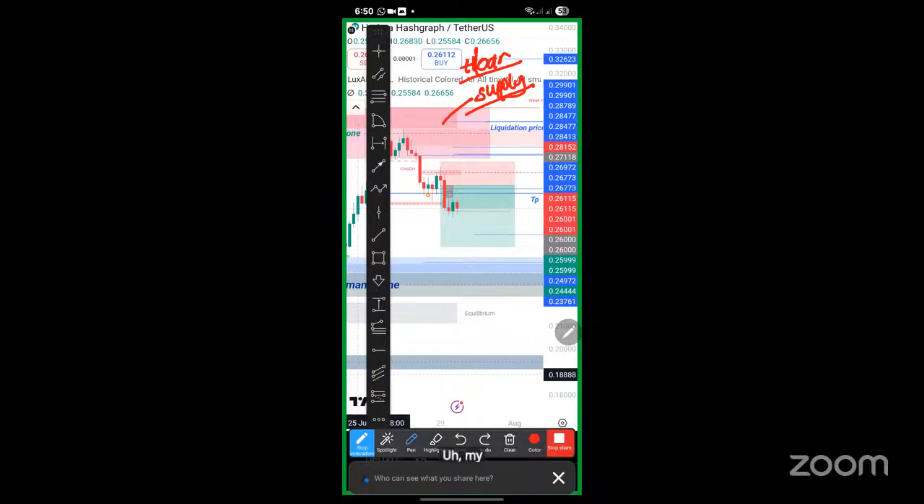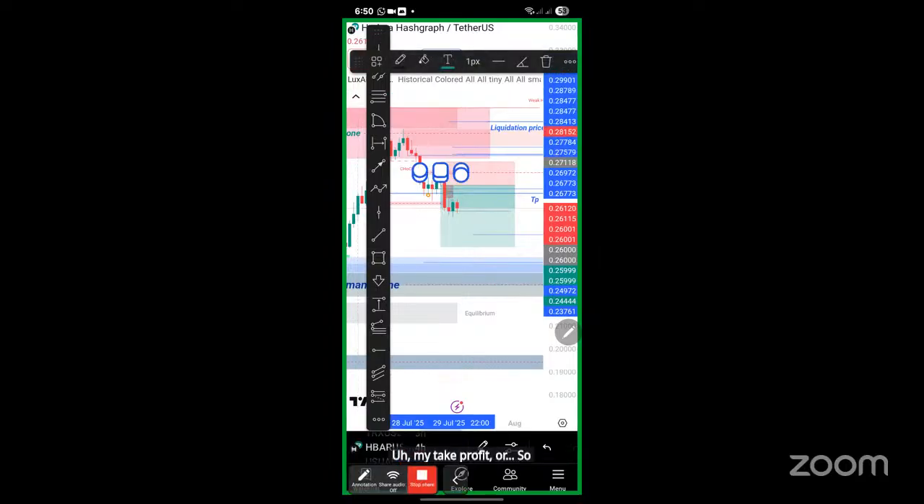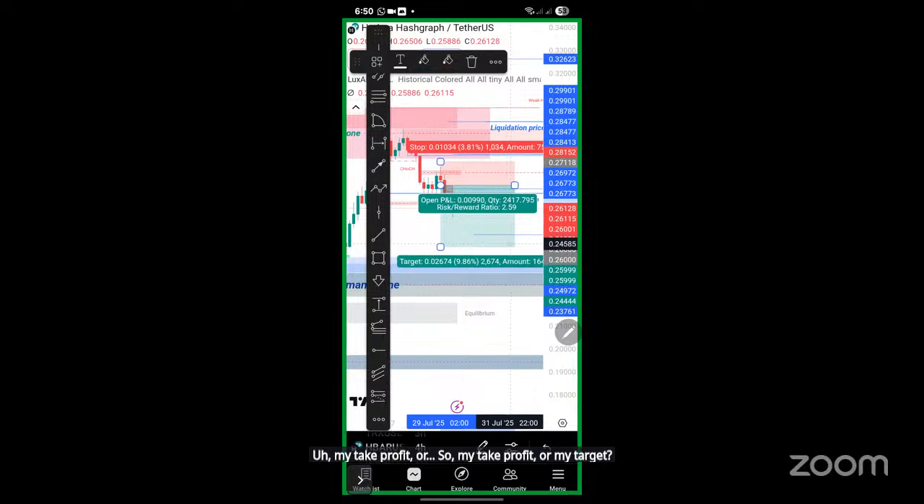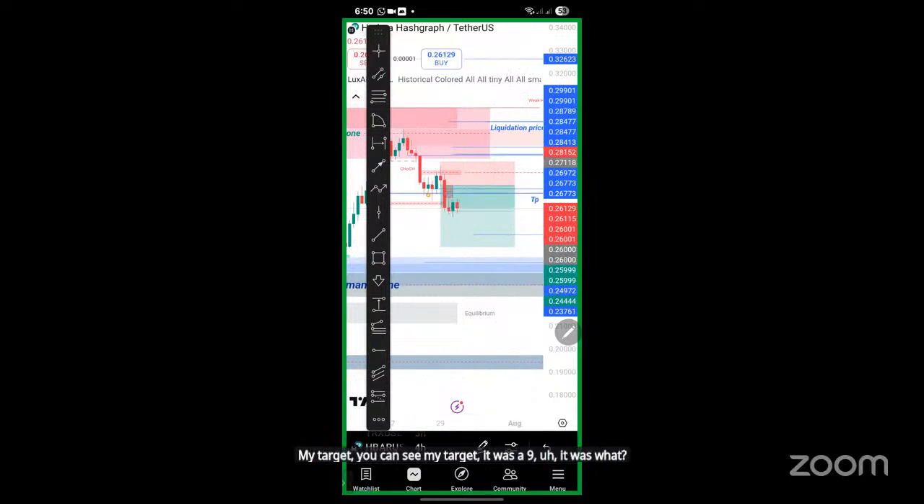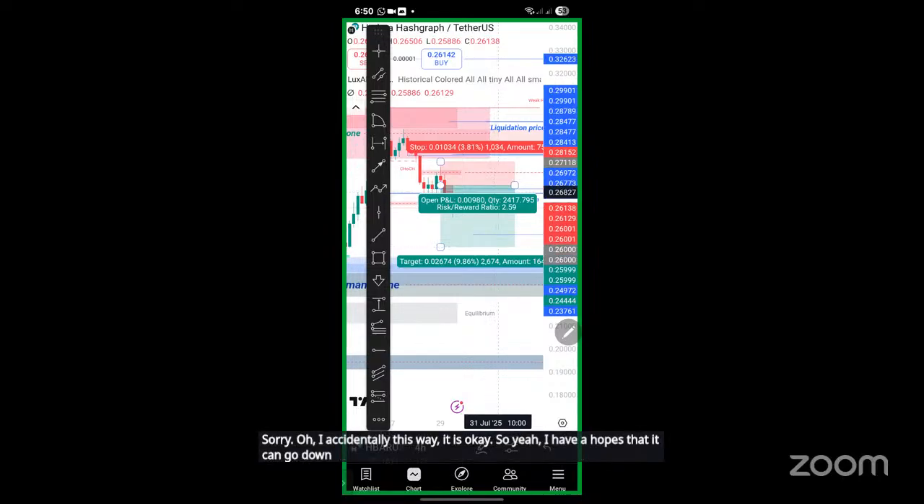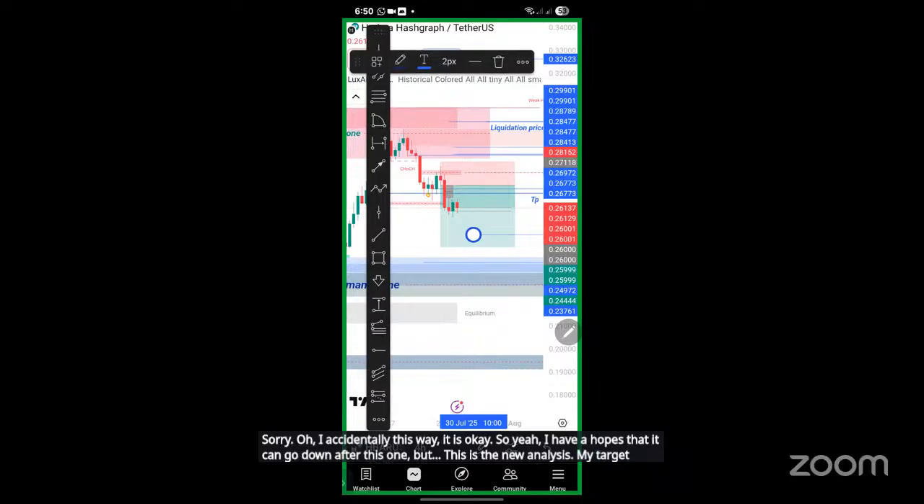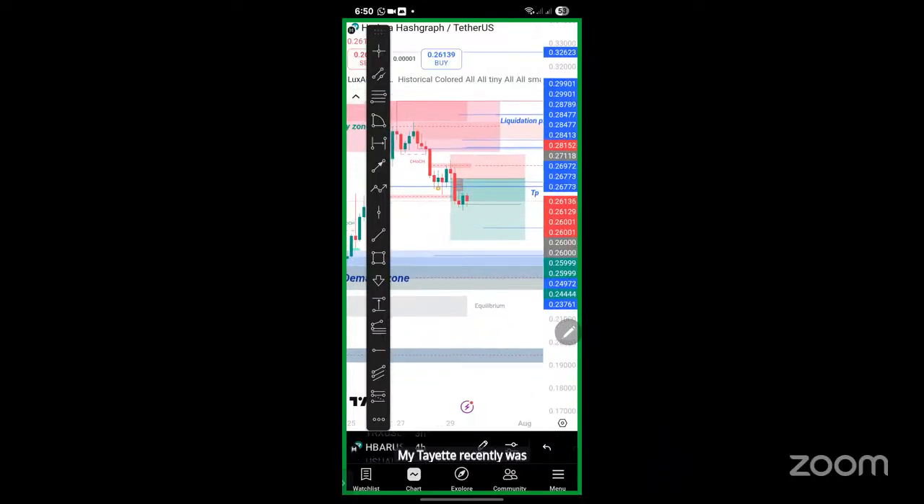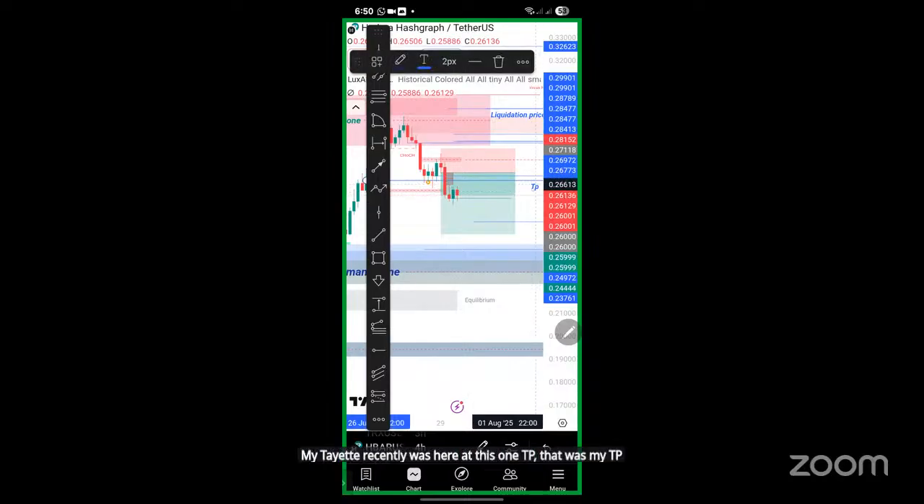My take profit, my target. You can see my target. Sorry. Oh, I extended it this way. So I have hopes that it can go down up to this way, but this is the new analysis. So my target was here. My target recently was here where there is the word TP. That was my take profit.